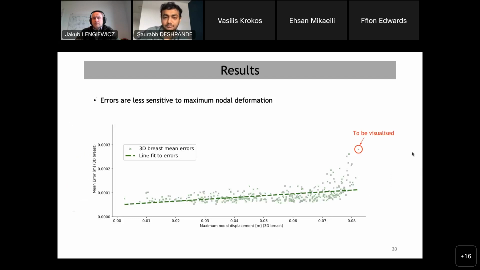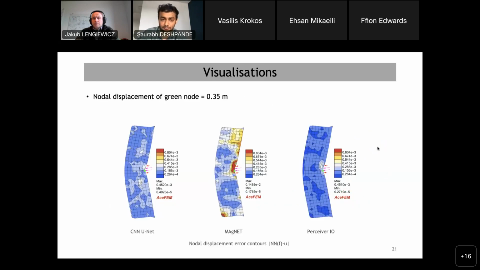What we are also doing is sorting the mean errors for every network in ascending order of maximum nodal displacement, and then we visualize only the example with the highest nodal displacement, which most of the time has high error. We looked for a correlation between the errors and the maximum nodal displacement, and you can see that the errors are not so sensitive to the displacements.